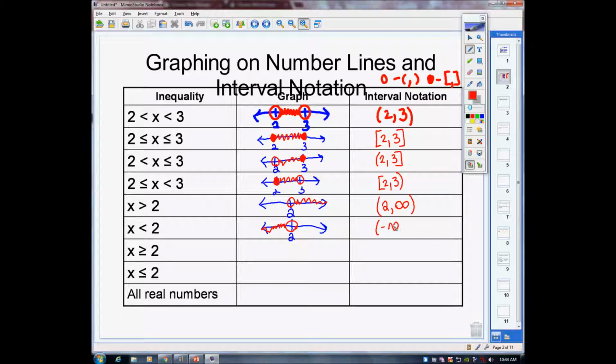Negative infinity to 2 this time because I'm going forever to the left. That means I'm going toward negative infinity and it stops at 2. I'm not including 2, so I do a parenthesis.